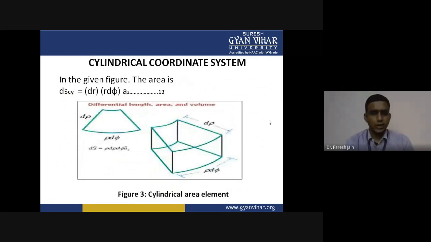Next, in the direction of z, we are going to find the differential area dS equal to dr r d phi. This is the differential area in the z direction. So in the z direction, we multiply the two terms, that is dr and r d phi. It is shown in the figure. So you are able to understand this concept by the figure, then you are able to find the differential area.